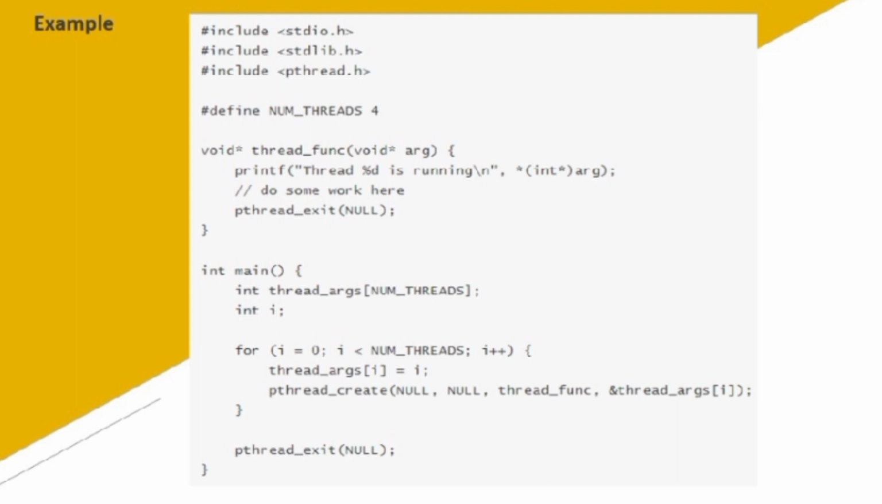In the main function, an array thread_args is populated with numbers from 0 to NUM_THREADS minus 1. Then a loop creates NUM_THREADS threads using the pthread_create function, passing the address of each element in thread_args as argument. After creating the threads, the program waits for them to finish using the pthread_join function. Each thread performs its designated work and then calls pthread_exit to terminate.